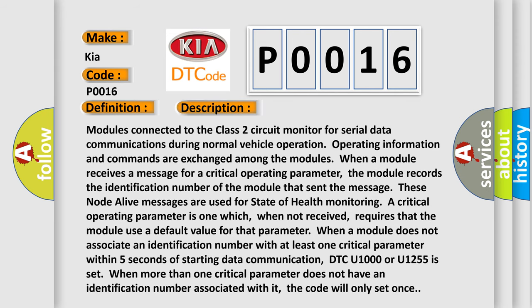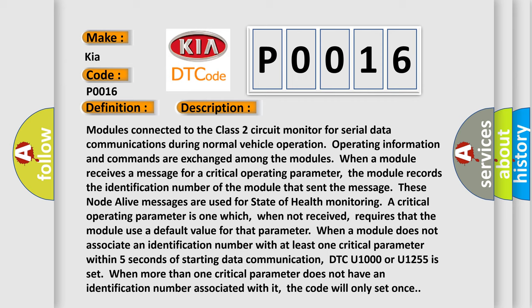Modules connected to the class 2 circuit monitor for serial data communications during normal vehicle operation. Operating information and commands are exchanged among the modules. When a module receives a message for a critical operating parameter, the module records the identification number of the module that sent the message. These node alive messages are used for state of health monitoring. A critical operating parameter is one which, when not received, requires that the module use a default value for that parameter. When a module does not associate an identification number with at least one critical parameter within 5 seconds of starting data communication, DTC U1000 or U1255 is set.